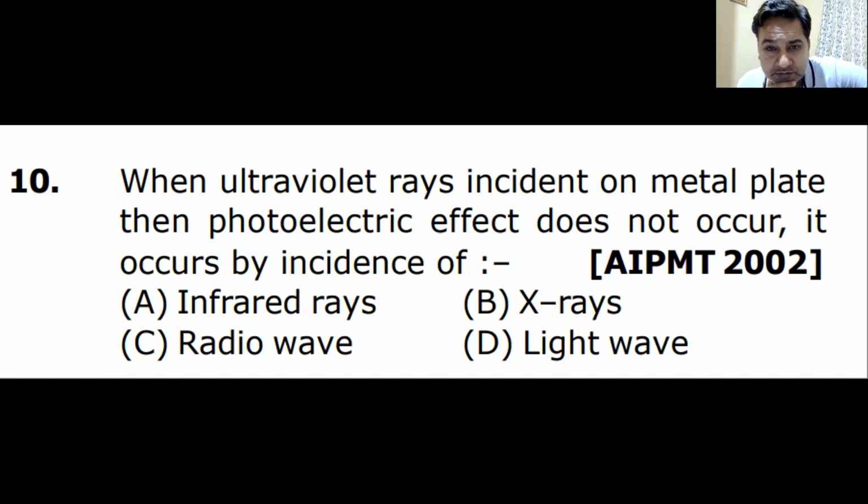Ultraviolet is smallest, but ultraviolet rays are not going to give you the photoelectric effect. So you need a wavelength which is less than the ultraviolet. Infrared is definitely not this. It goes out of the question. The only options remaining are radio waves and X-rays. Now you have to understand which has more frequency and less wavelength, and the answer is X-rays.